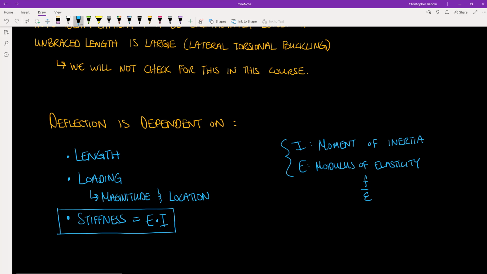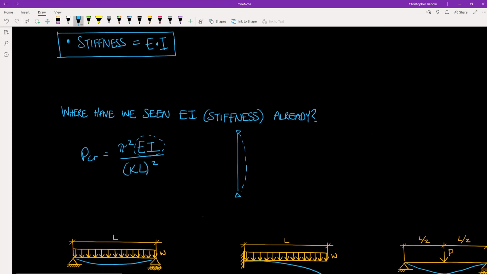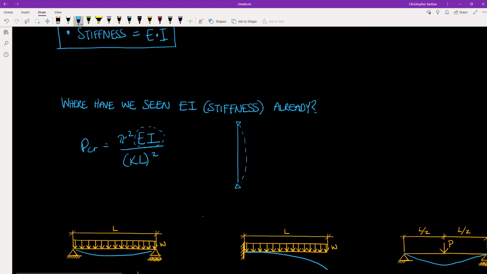And if you see these two variables along with some type of applied loading and a length, you should think of deflection. And we saw these two variables previously in our buckling formula. And buckling, of course, is a failure mode for compression where the member bends out of plane. And so stiffness plays a role in calculating the critical buckling load.